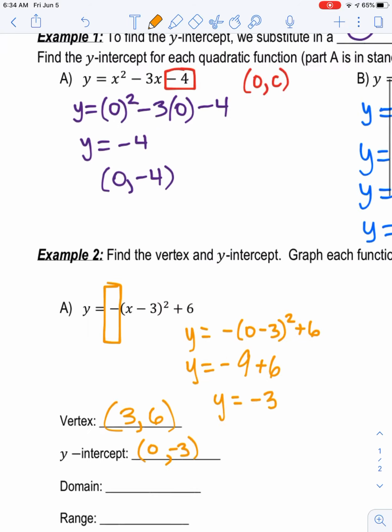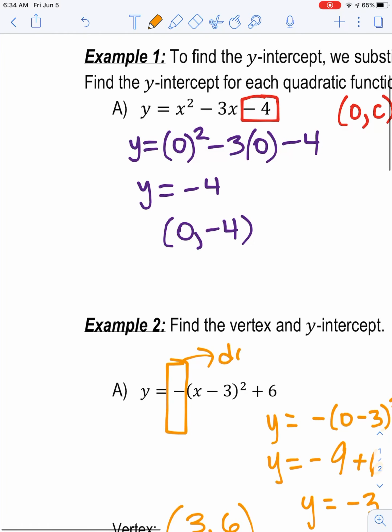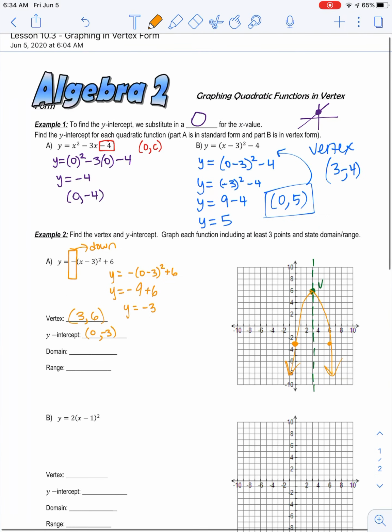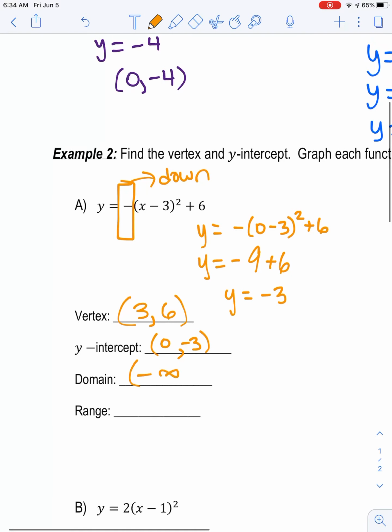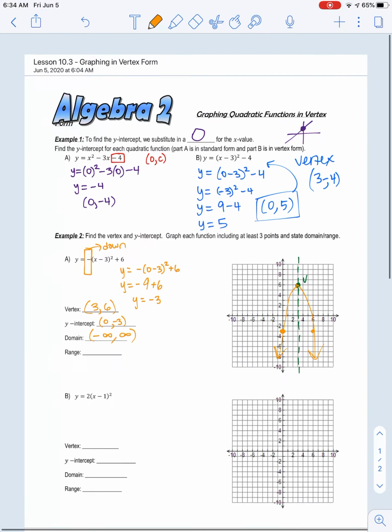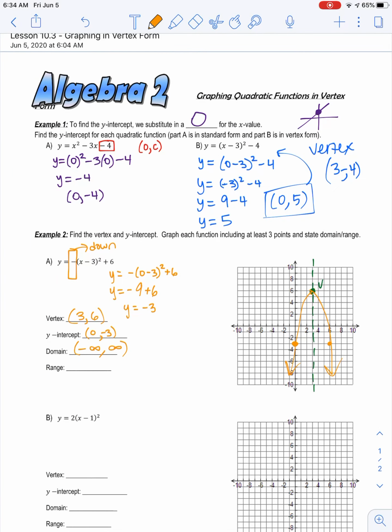All right, now another thing is when you look back at the problem in part A, it did have a negative in front, which should have told us right away this is opening down. And sure enough, it is. Okay? So to finish up here, our domain: well, we look from left to right. There's arrows in each direction, so our domain is all real numbers, negative infinity to positive infinity. We will use interval notation for this.